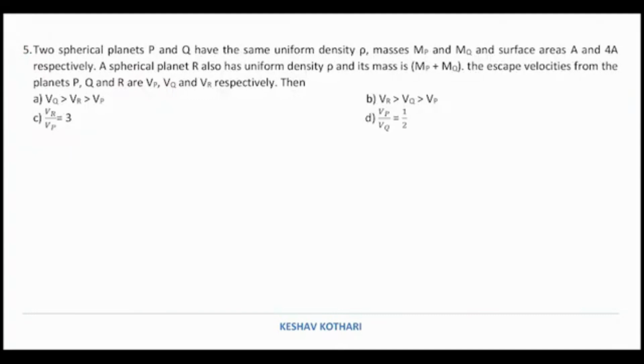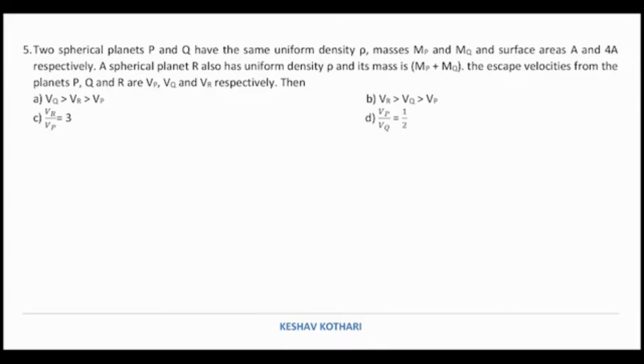Two spherical planets P and Q have the same uniform density rho, masses MP and MQ, and the surface areas A and 4A respectively. A spherical planet R also has uniform density rho and its mass is MP plus MQ. The escape velocities from the planets P, Q and R are VP, VQ and VR respectively. Then we have to arrange them in order and find the respective ratios.